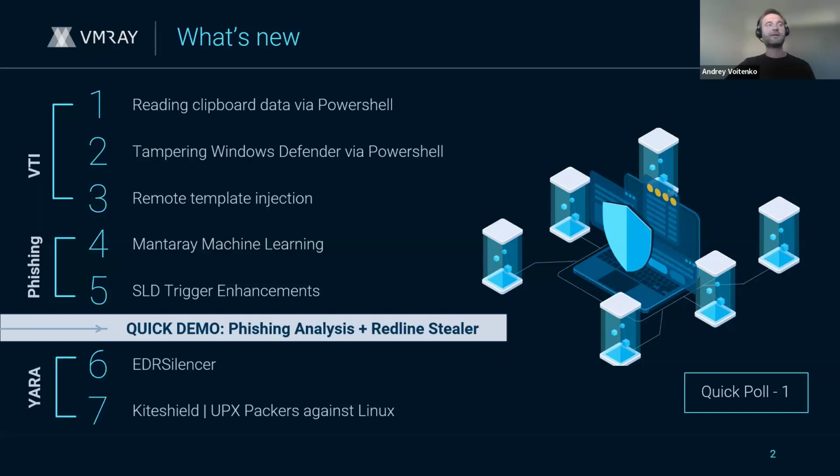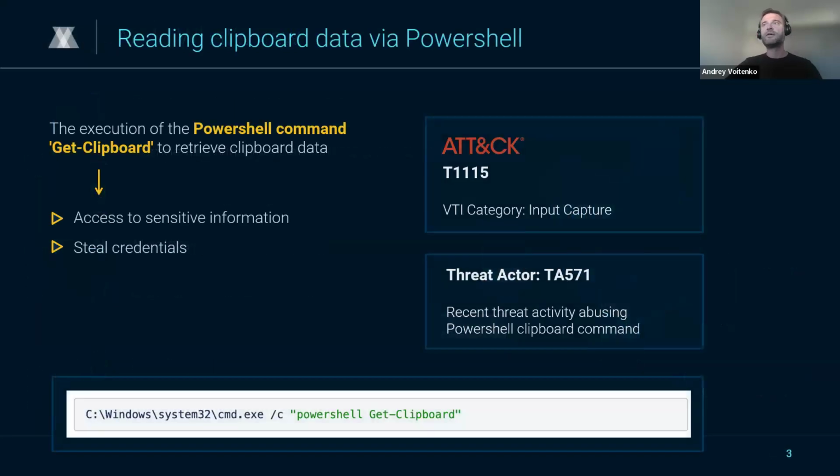But let's start with the VTIs. For those who don't know yet what VTIs are, VTI is an acronym for VMRay Threat Identifier. You can think of VTIs as an indicator, a marker of the strange behavior of the sample that we study. This is something that a normal sample would probably not do.